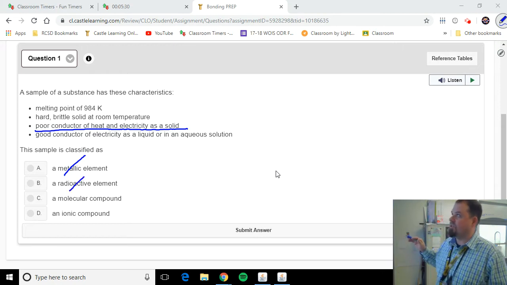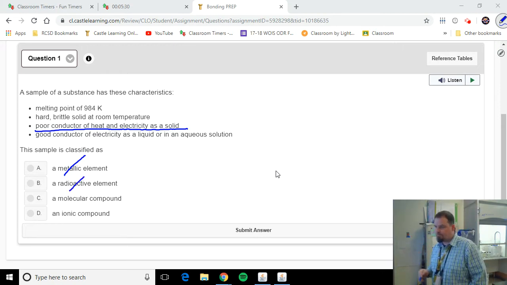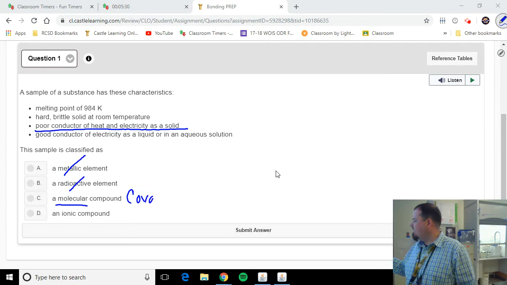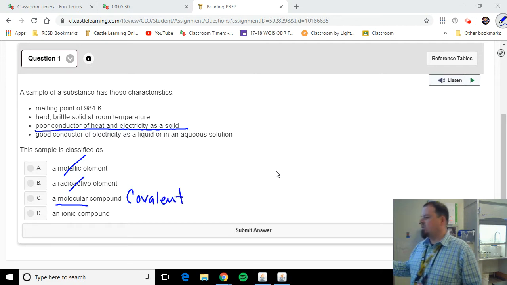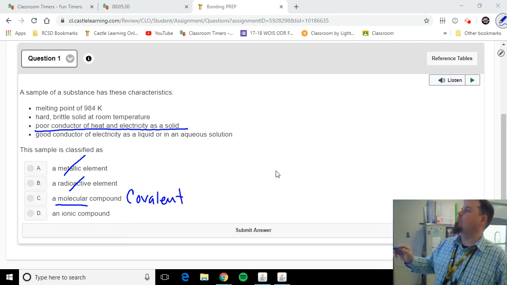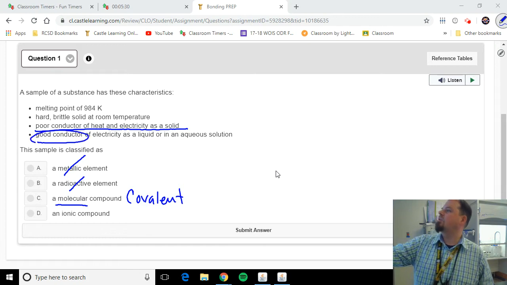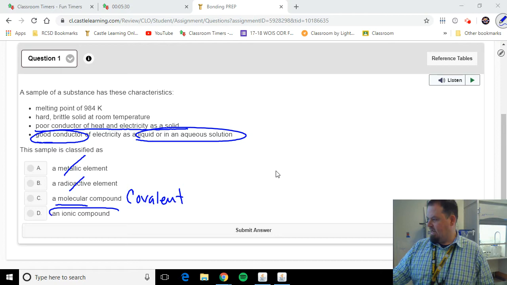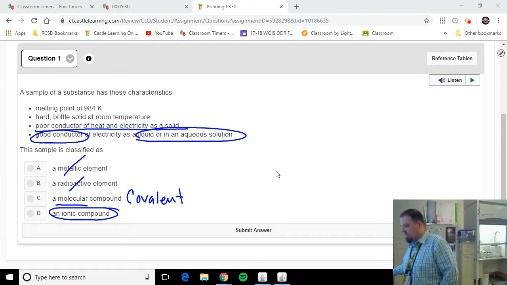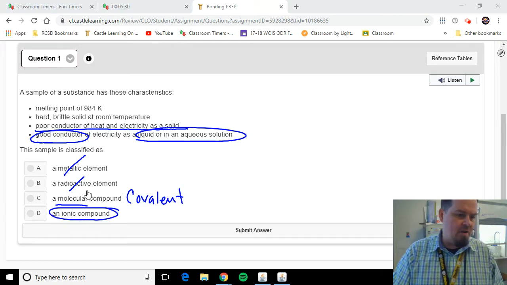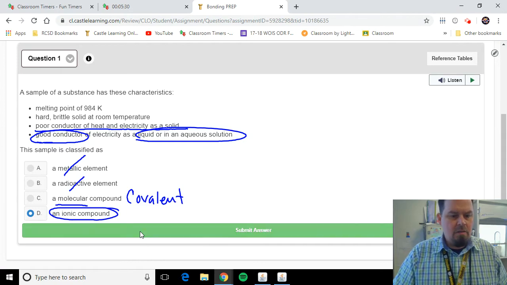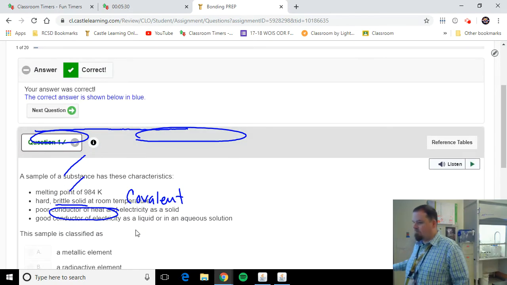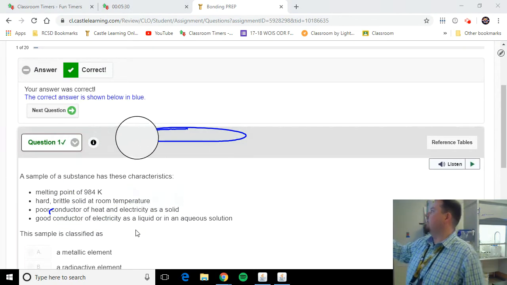This is really a question of, is it ionic or is it covalent? And this is a great time for me to be able to explain something like this. This word molecular means covalent. So is it ionic or is it covalent? And covalents are good conductors of electricity in aqueous solution. So the answer is ionic compounds, because I know the difference between an ionic and a covalent substance. So, boom, got it right. Moving on to the next one.